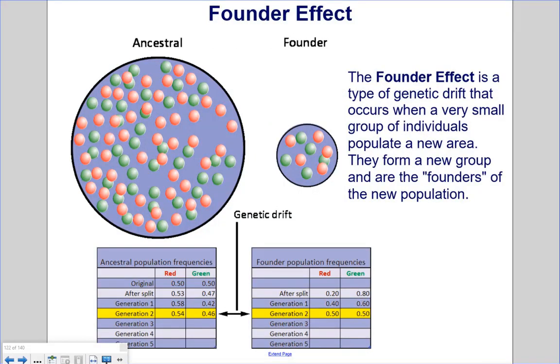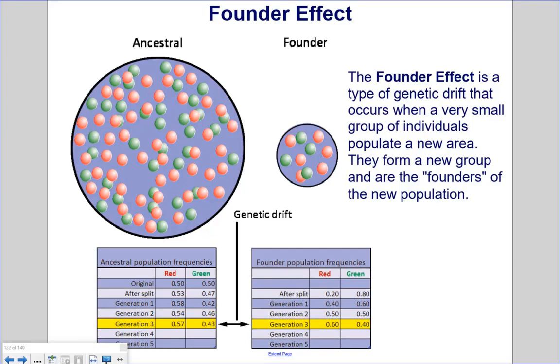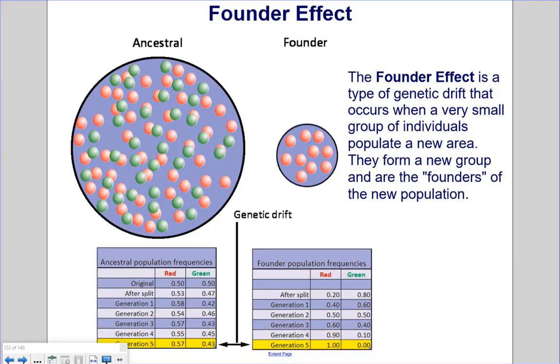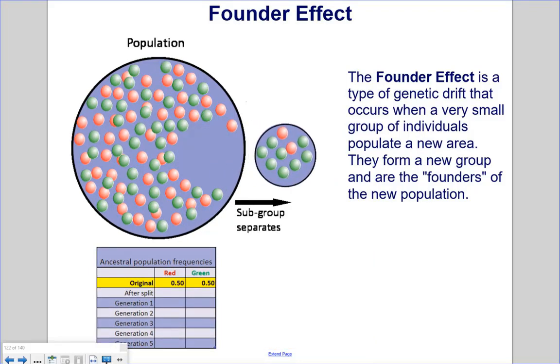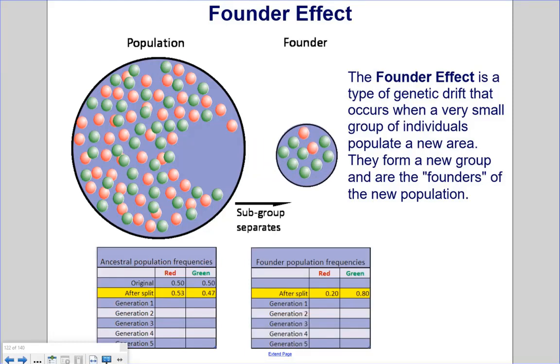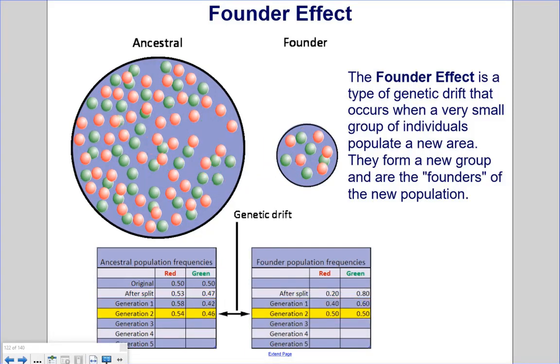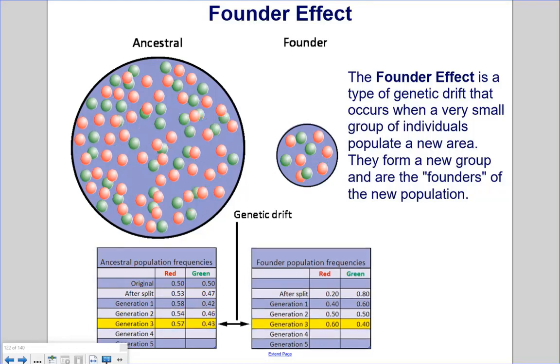Founder Effect. The founder effect is a type of genetic drift that occurs when a very small group of individuals populate a new area. They form a new group and are called the founders of the new population. So in this example, we have a population of red and green alleles, and a small group is taken from the ancestral population, and they are now the founders.